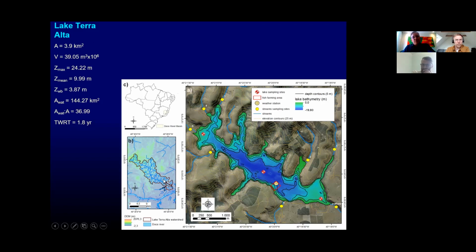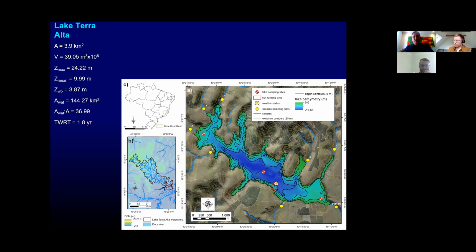This is the map of the watershed. Most of the watershed is agriculture and pasture land, and the ratio of watershed to lake area is 36.9. A larger ratio means that the flows can be intercepted by, for instance, wetlands and even impoundments that local owners of land can build by damming the rivers before they reach the lake. The theoretical water retention time is about 1.8 years, so it's quite good.